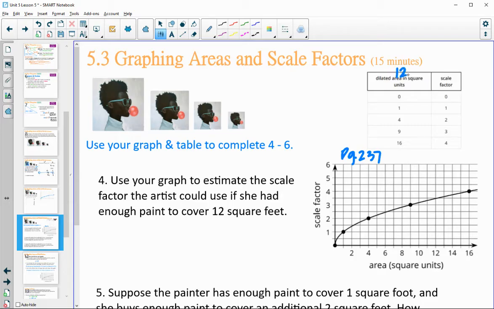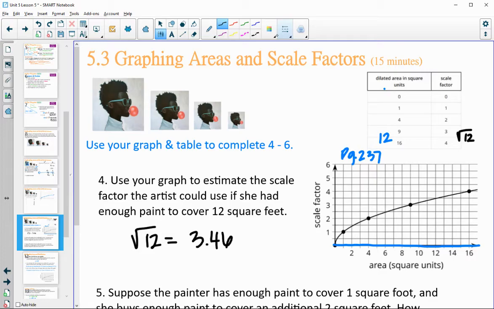Okay, so if she had 12 square units of paint, in this first column, or this x-axis, she's got 12 square units of paint. What scale factor would that be? You could look in this table and say, all right, 12 is between 9 and 16, so it's going to be somewhere between 3 and 4. For the scale factor, you could also remember how we got these scale factor values, which was by square rooting the area. So you could square root the 12 to figure out a more precise scale factor. The square root of 12 is equal to 3.46, or 3.5.